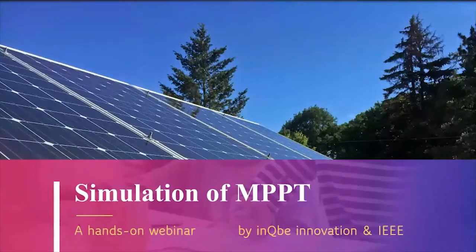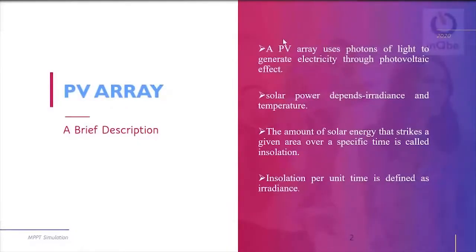Just before starting the simulation, I will describe the PV array and the MPPT algorithm. Then we have to learn what a PV array is. A PV array is built using semiconductor devices known as solar cells, or PV cells. When light falls on the surface of a PV cell, it will generate some electricity. That we have already learned, but we have to learn some more things about it.